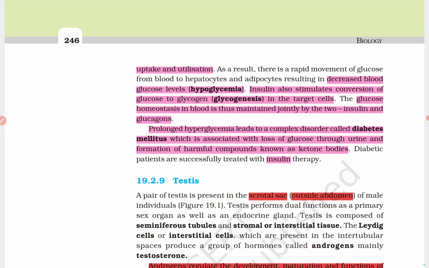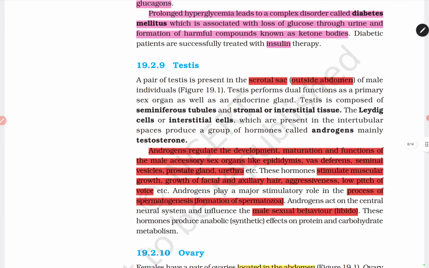And prolonged hyperglycemia leads to a complex disorder that is called diabetes mellitus, which is associated with the loss of glucose through urine and formation of harmful compounds known as ketone bodies. Diabetic patients are successfully treated with insulin therapy throughout their life.